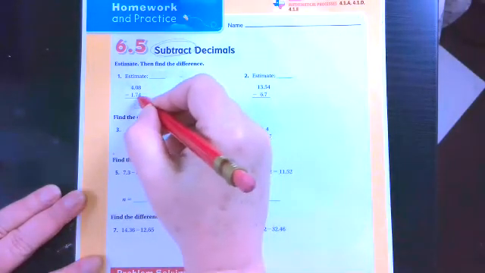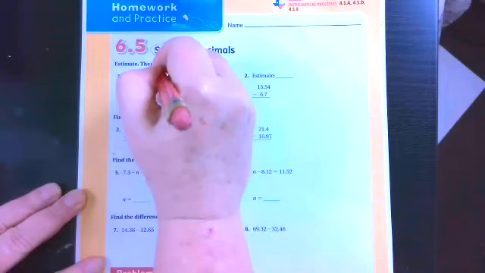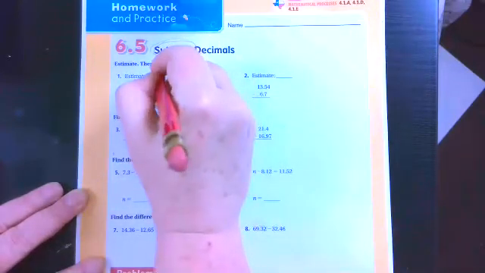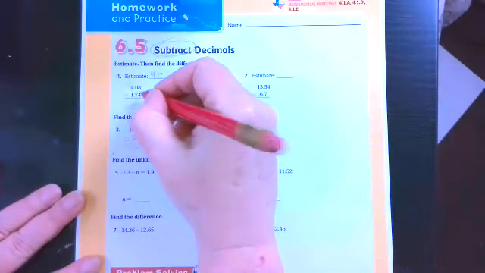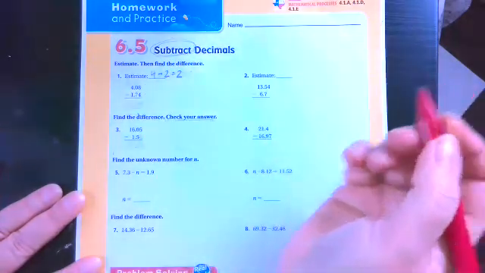So first I'm going to estimate, and 4 8/100 is closer to 4 than it is to 5. Then I'm going to subtract 1 74/100, which is closest to 2. So my answer is going to be somewhere close to 2.